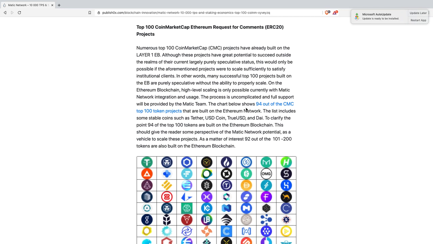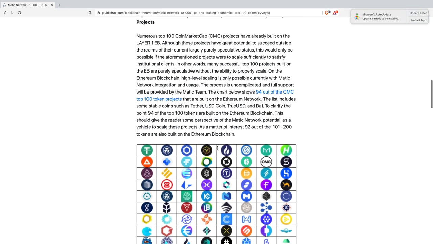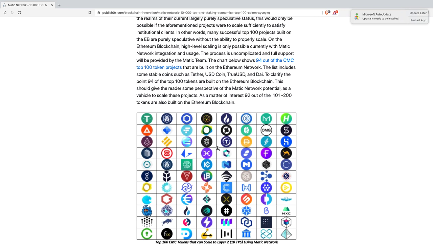The chart below shows 94 out of the 100 CMC top 100 token projects that are built on the Ethereum network. In other words, 94 out of the top 100 tokens on CoinMarketCap are built on the Ethereum blockchain.